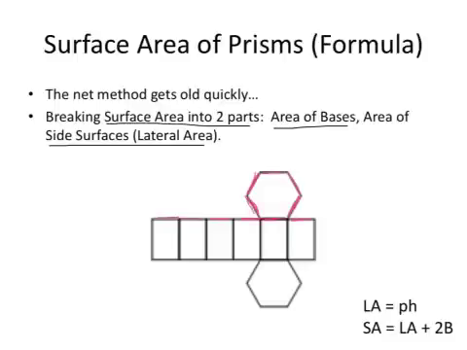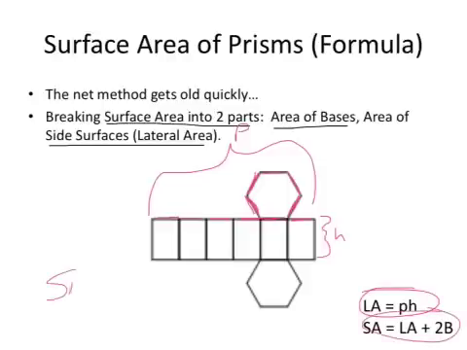Then the length that I've got here is really my perimeter, and this distance here is my height. So my lateral area, because this is a rectangle, is just going to be my perimeter times my height. Okay? And my surface area takes my lateral area and adds the area of both my bases to it.